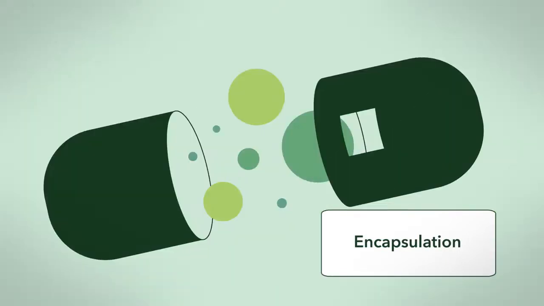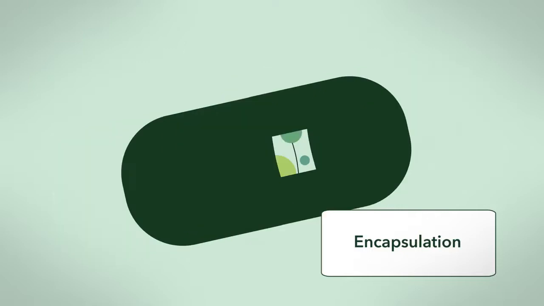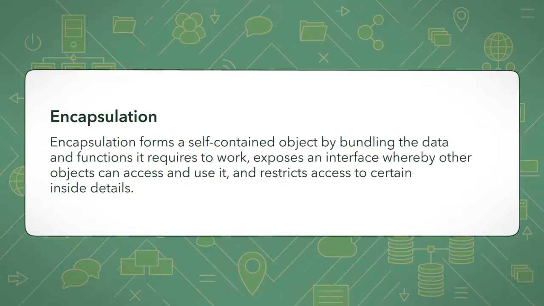Encapsulation involves three ideas. As the name suggests, it's about making a sort of capsule. The capsule contains something inside, some of which you can access from the outside and some of which you cannot. First, you bundle attribute values, or data, and behaviors, or functions, that manipulate those values, together into a self-contained object. Second, you can expose certain data and functions of that object, which can be accessed from other objects. Third, you can restrict access to certain data and functions to only within that object. In short, encapsulation forms a self-contained object by bundling the data and functions it requires to work, exposes an interface whereby other objects can access and use it, and restricts access to certain inside details.